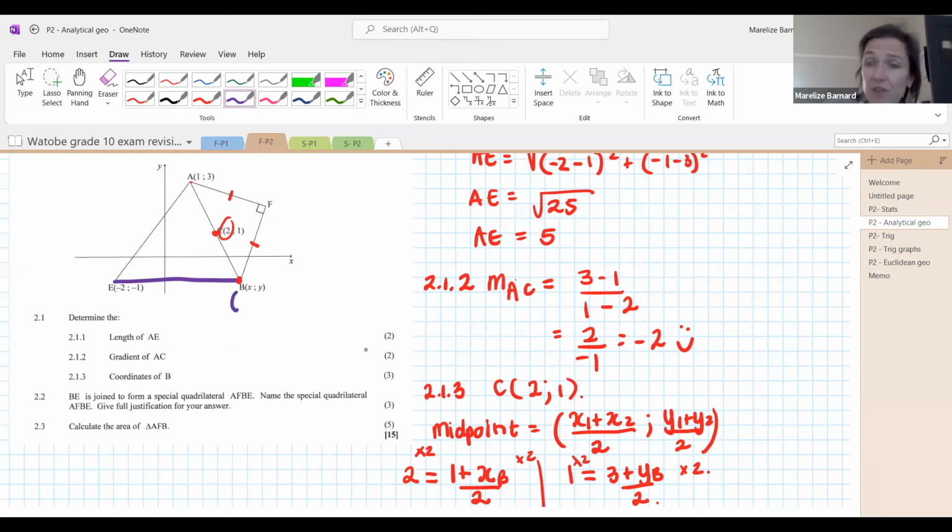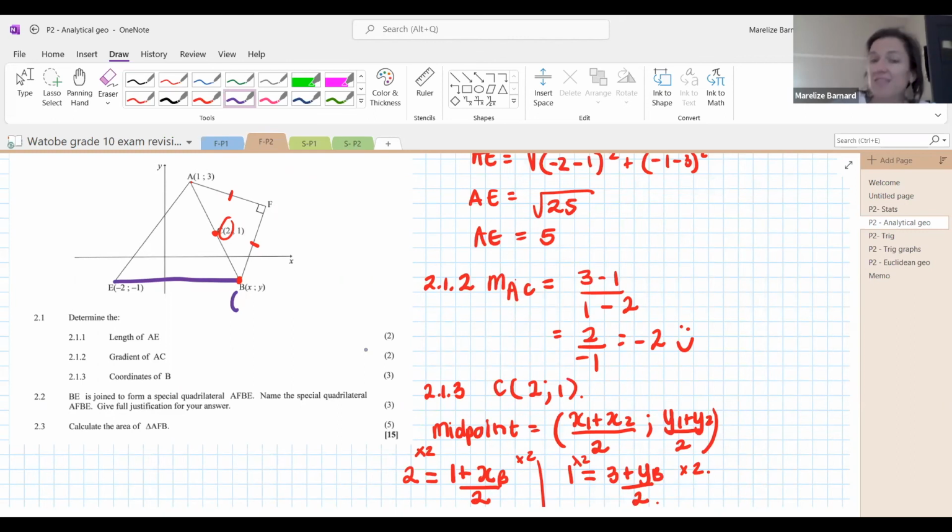You guys have to know the properties of your quadrilaterals for your Paper 2, hey? So you've got to know, this is not like a separate section. The quadrilaterals can come into your analytical geometry as well.